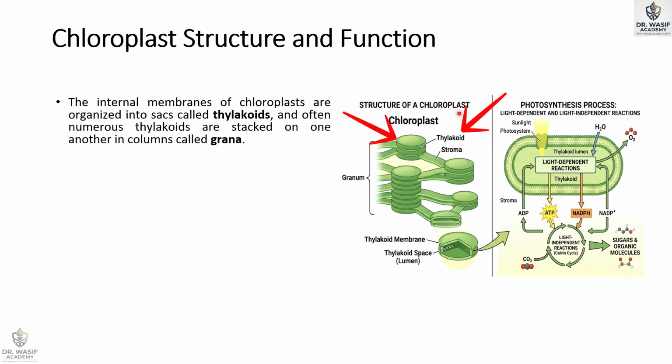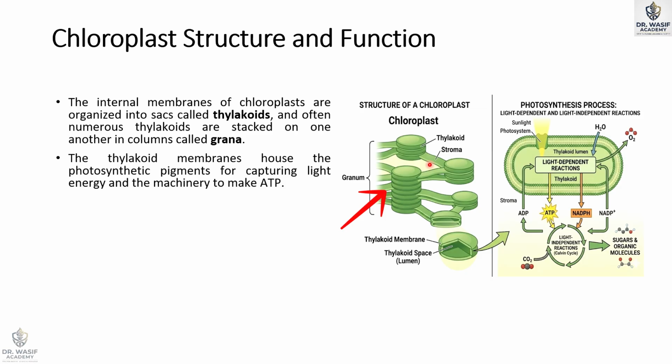Inside a chloroplast, you will see stacks of flat disc-like sacs. A single sac is called a thylakoid, like this one. When you see a whole stack of these thylakoids together, we call that a granum. More than one granum are called grana. So if we are talking about many stacks, those are grana.